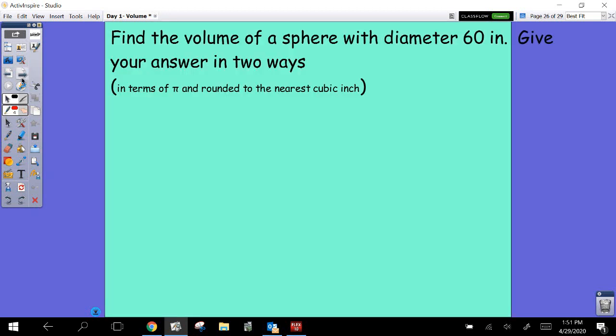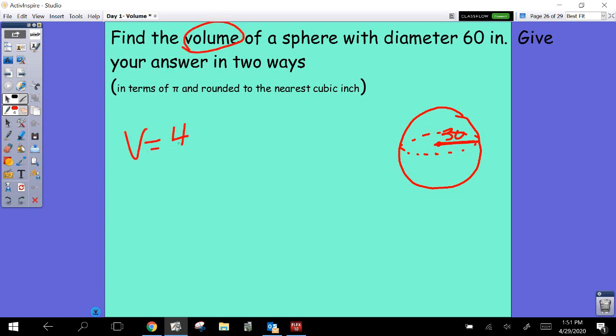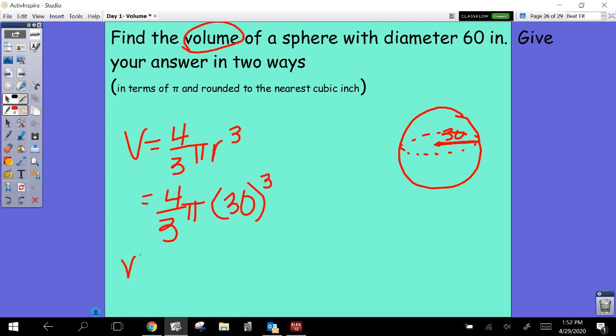Find the volume of a sphere with a diameter. So to draw a sphere, you're going to draw a circle, and then just do little dots going up, little dots going down. The diameter is 60, so if the whole thing is 60, what's going to be my radius? 30. Give your answer two ways. So I want volume this time. So volume is 4/3 pi r cubed. So 4/3 pi, what's my radius? 30 cubed. And I'm going to do it both ways.